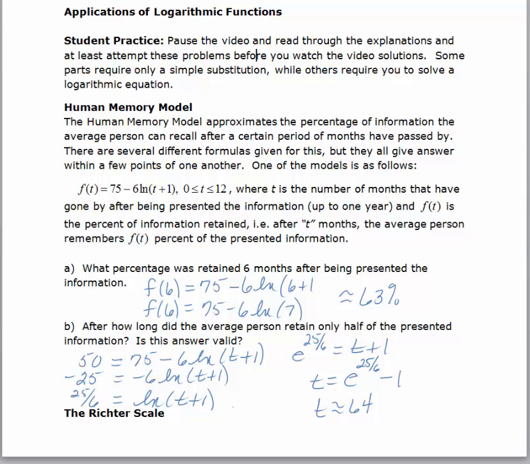But that means t is in months, so that means 64 months. And so the question is, is this answer valid? And the answer is no, it's not valid. And it's not valid because this particular model is only good for a year, within a year of when you heard the information, and so this is not valid.